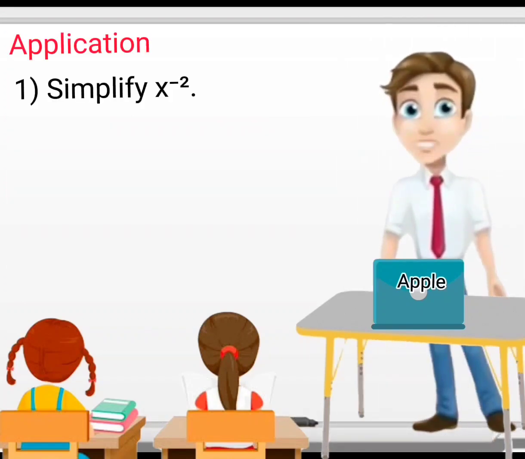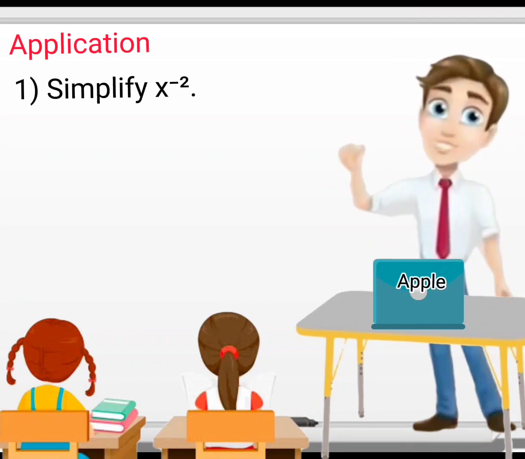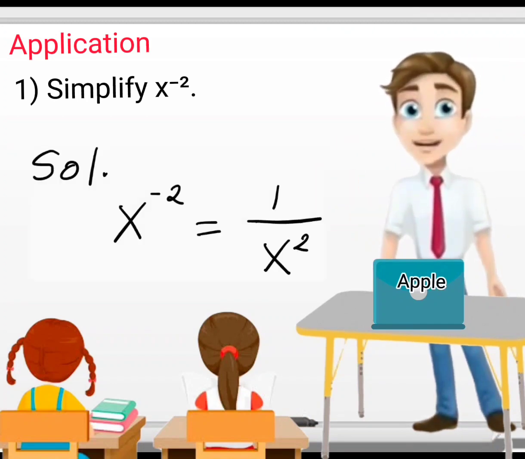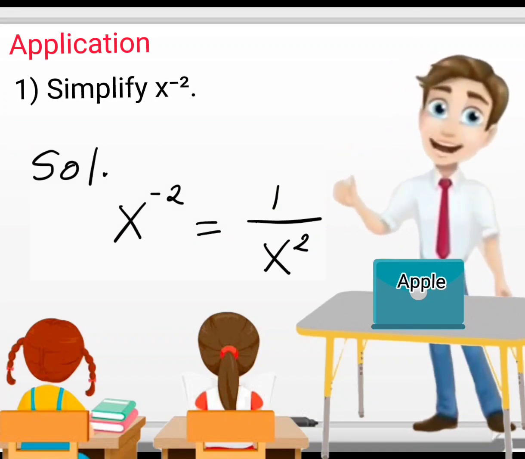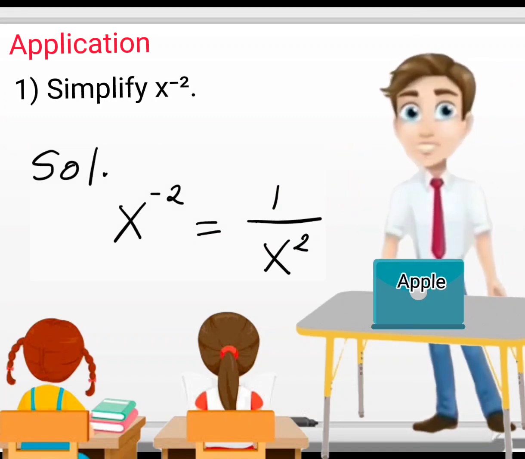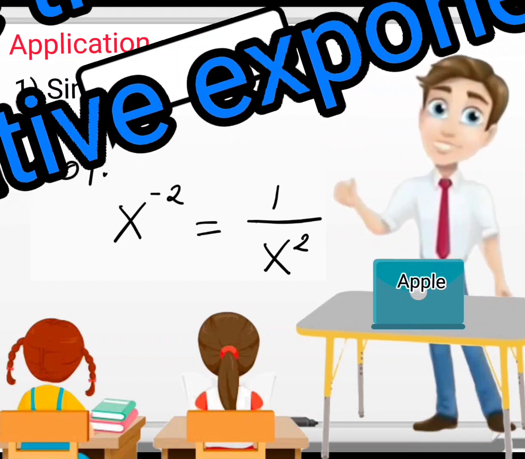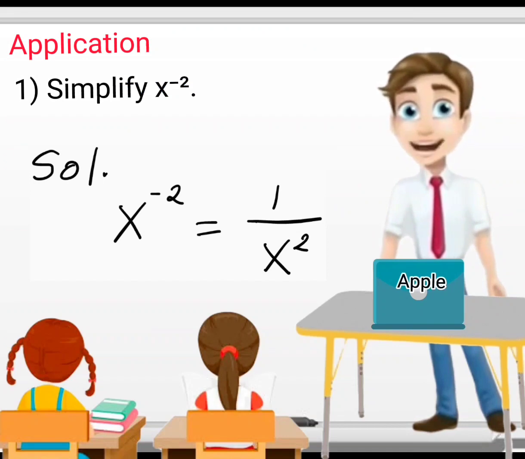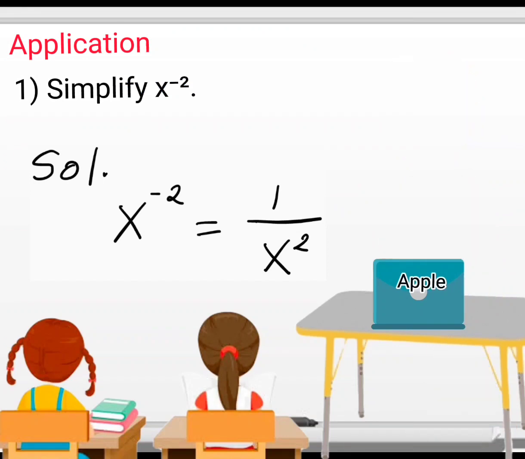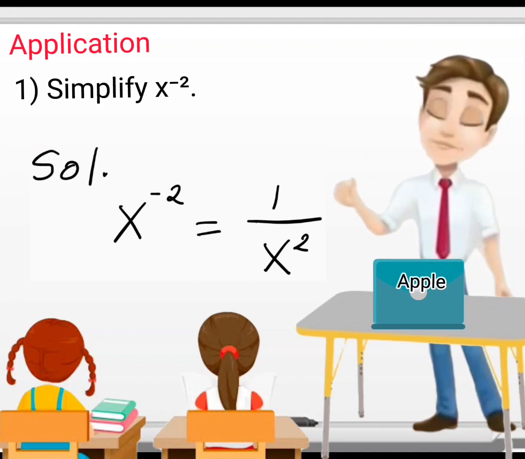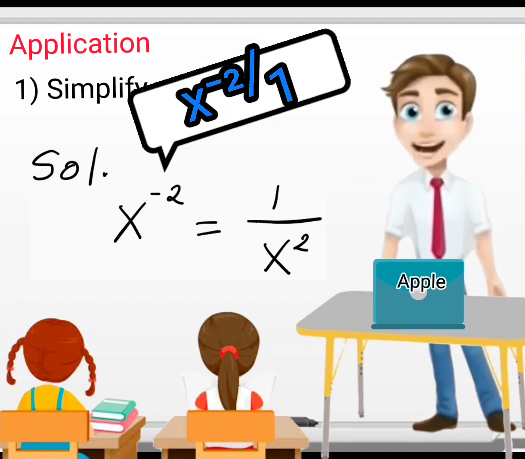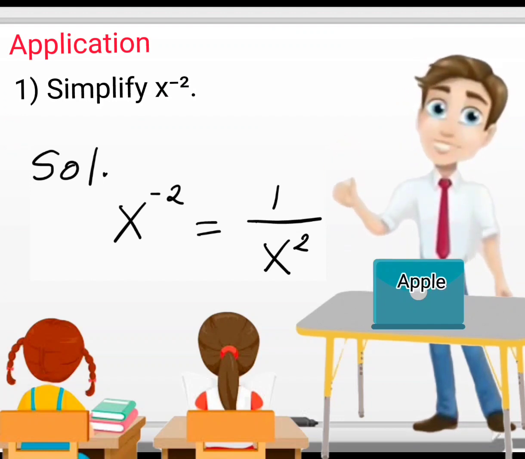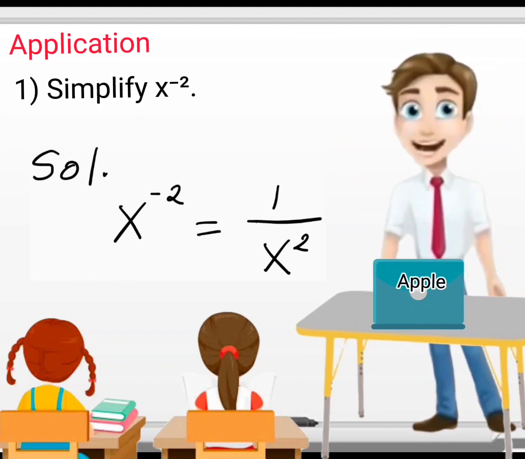So i-apply na natin yung mga iba't ibang laws of exponent in solving the following problems. So we have here number 1, simplify x raised to negative 2. So anong gagamitin natin dito? We are going to apply the laws of negative exponent. In question number 1, we can write x raised to negative 2 as x raised to negative 2 over 1. So to solve this and to convert it into positive exponent, we simply take the reciprocal.